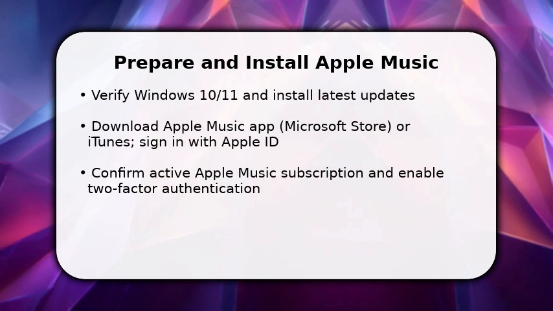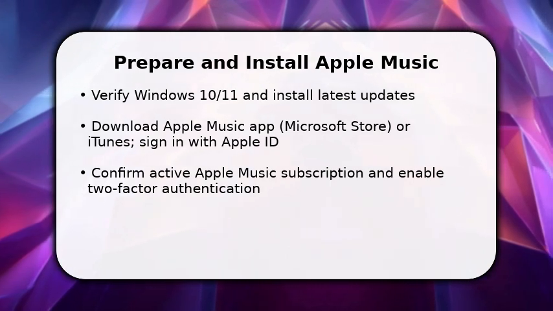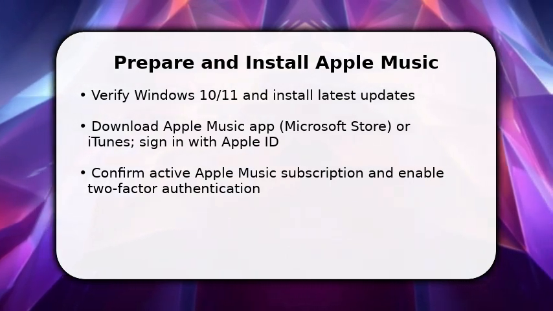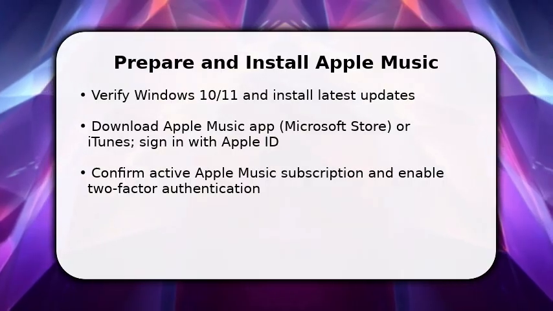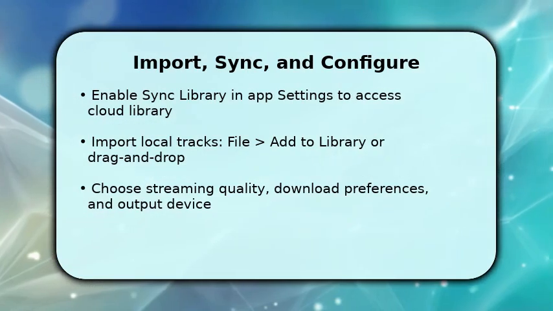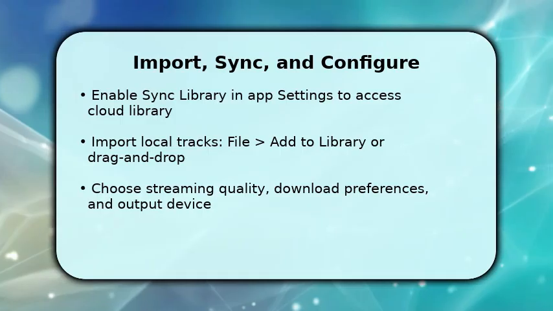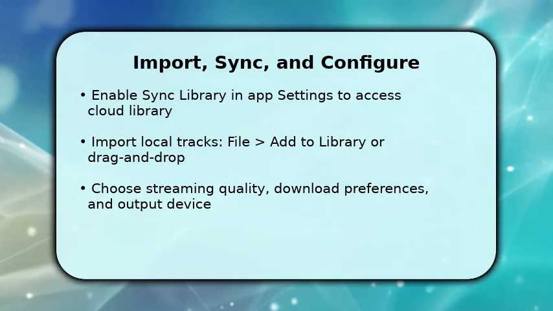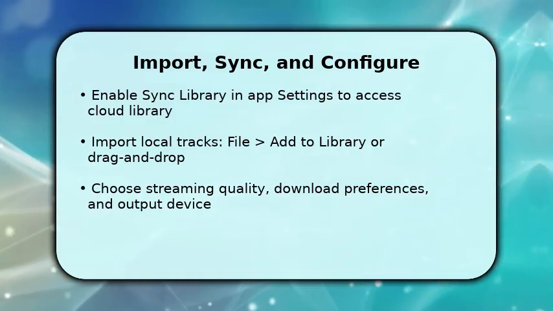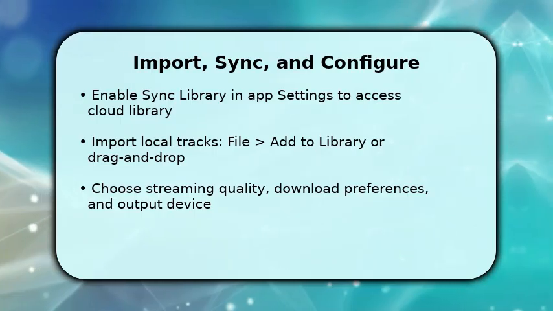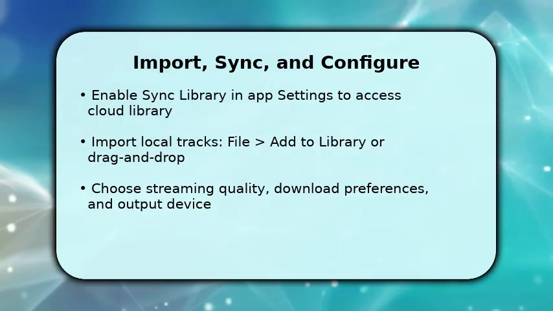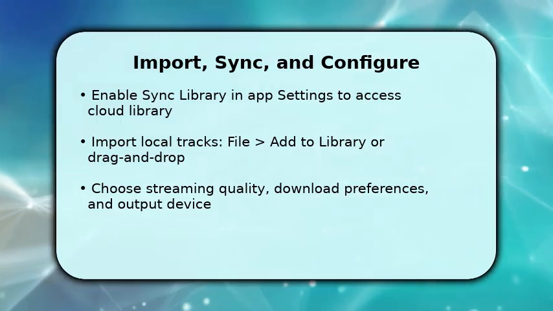After signing in, move to Library Settings to enable sync and playback options. Once signed in, you'll set up how music flows. First, enable Sync Library in settings so Apple Music shows your cloud tracks and playlists. If you have local files, import them via File, Add to Library, or drag and drop into the app. iCloud will merge them with your account.